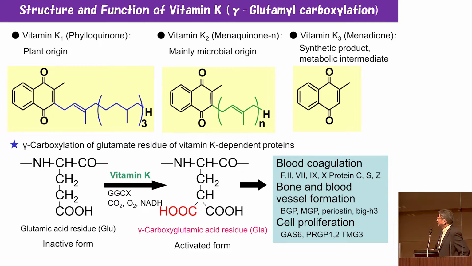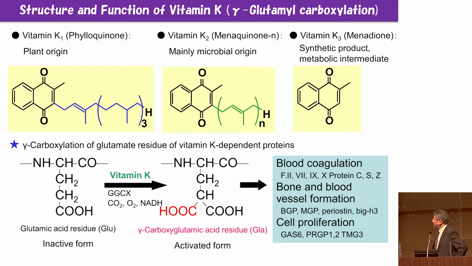Vitamin K1 from plants has a phytyl group side chain at the 3 position, while vitamin K2, mainly microorganism-sourced, has several lengths of isoprene units as its side chains. These are the two types of naturally occurring vitamin K. On the other hand, the compound without the side chain, which was used initially as a synthetic product and is more recently utilized as a metabolic intermediate, is referred to as vitamin K3.